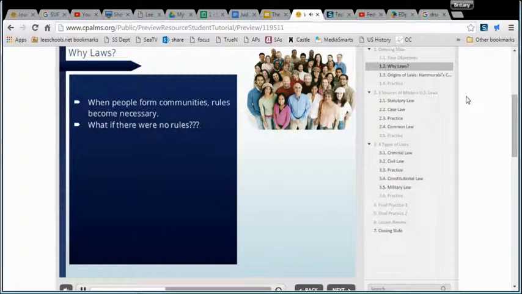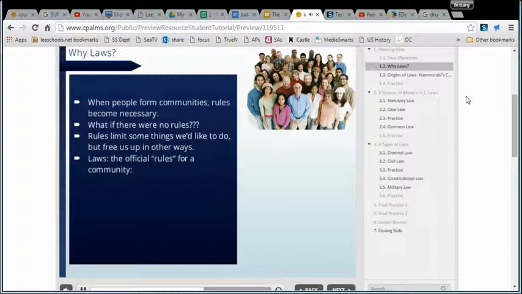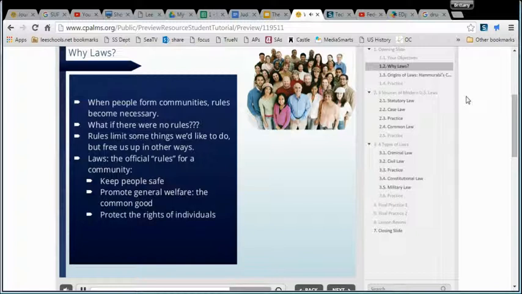We'd rather establish some rules which may limit some of the things we'd like to do, but actually free us up in other ways to live the best lives possible. For these reasons, and many more, governments create laws, the official rules for a community. Laws keep people safe and promote the general welfare, the common good, for society. Laws also protect the rights of individuals.